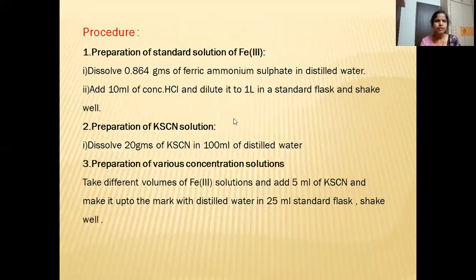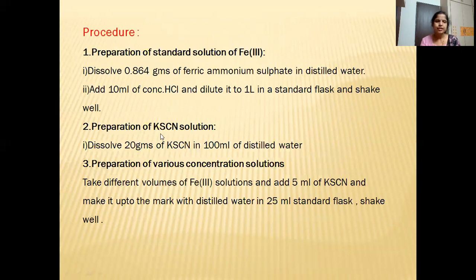So procedure: first we need to prepare the standard solution of iron. For this we are taking ferric ammonium sulfate. Here we have given some of the values. So 0.864 grams of ferric ammonium sulfate is taken in distilled water, and to that we need to add 10 ml of concentrated HCl and then dilute it up to 1 liter in a standard flask. That is taken as the standard solution of iron.